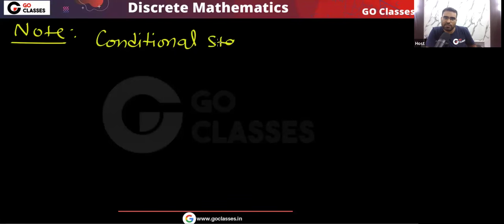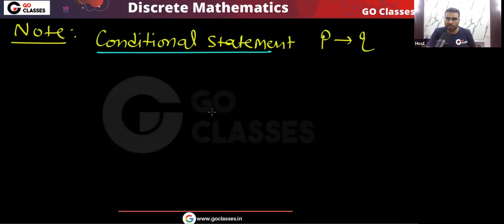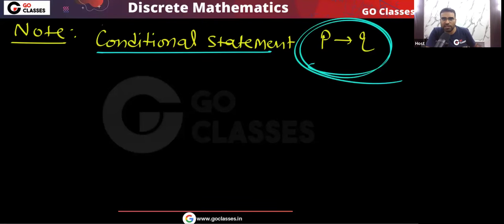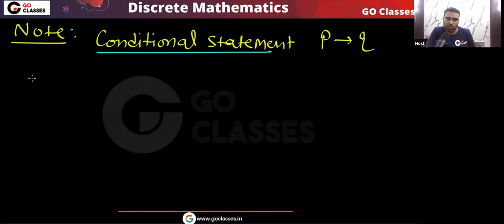Now, one important result. If you have a conditional statement P implies Q, which is the original conditional statement, tell me, which of the converse, inverse, or contrapositive is equivalent to it?